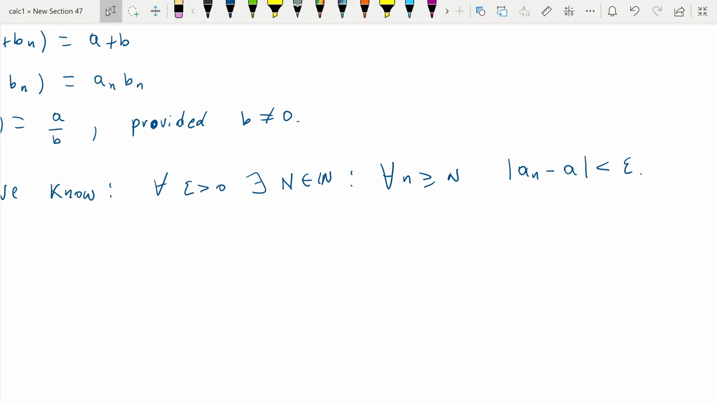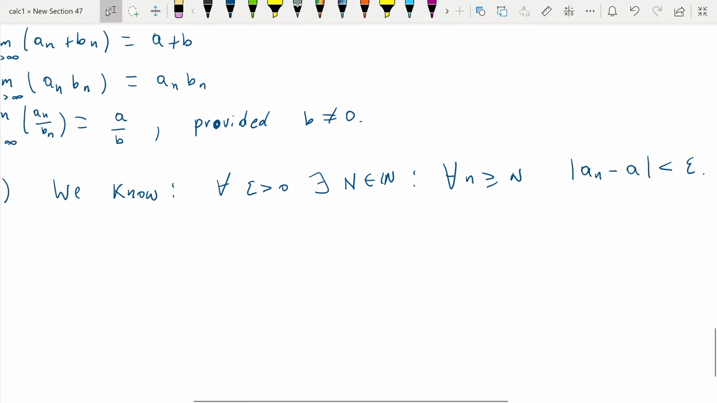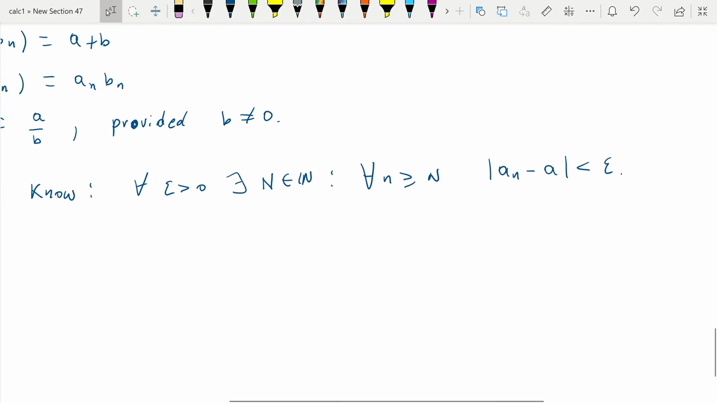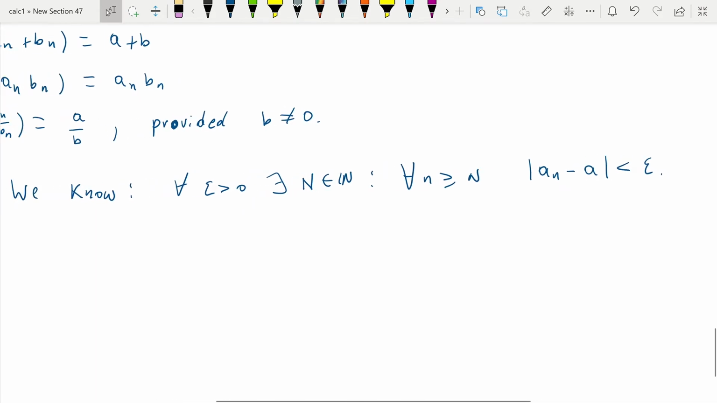And for application, this is what you should keep in mind. This is where every quantifier is. For every epsilon greater than 0, there exists an N, such that for all n greater than or equal to that N, the distance between a_n and a is less than epsilon. This is what we know.